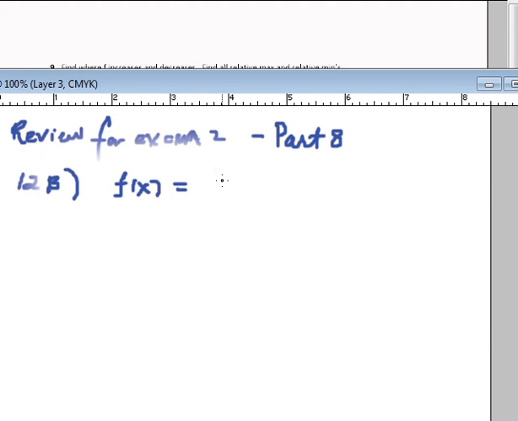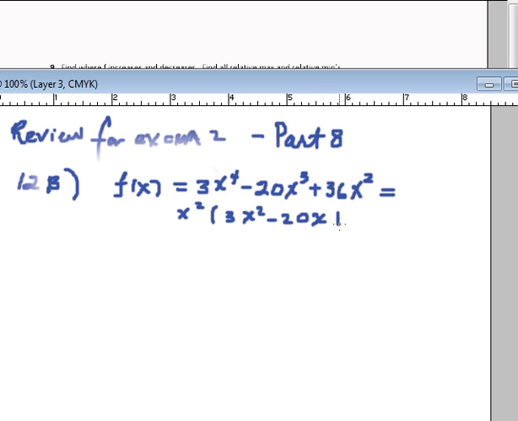Okay, so let's do 12b. We have the following function that we want to graph. f of x is equal to 3x to the fourth minus 20x cubed plus 36x squared. All right, and we can factor out from this an x squared, and we have 3x squared minus 20x plus 36.